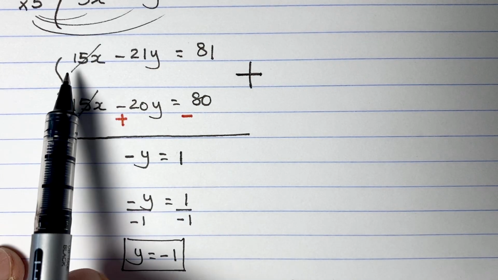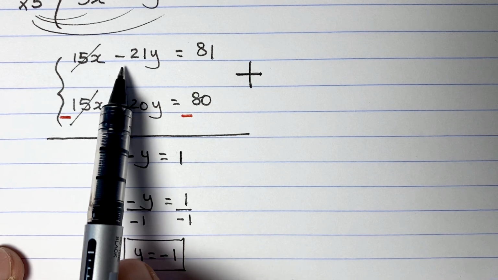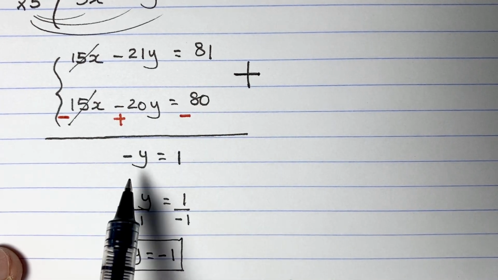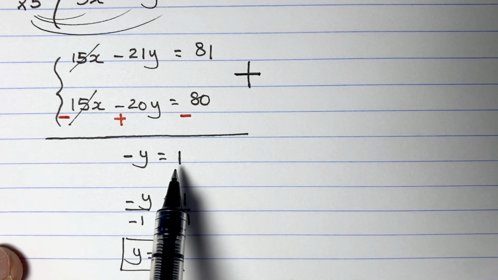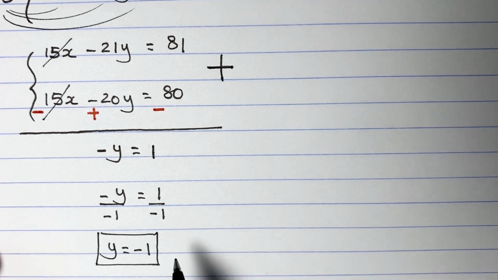You would have got the same if you had changed the sign of the top number. If you had changed the sign of the top number and added, you would end up with plus y equals minus 1. You probably would have got the answer quicker, but it's not a problem.